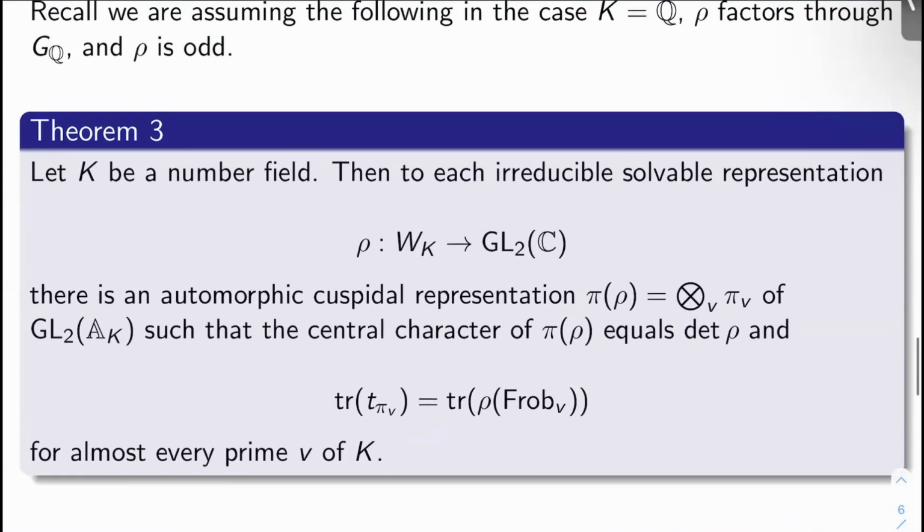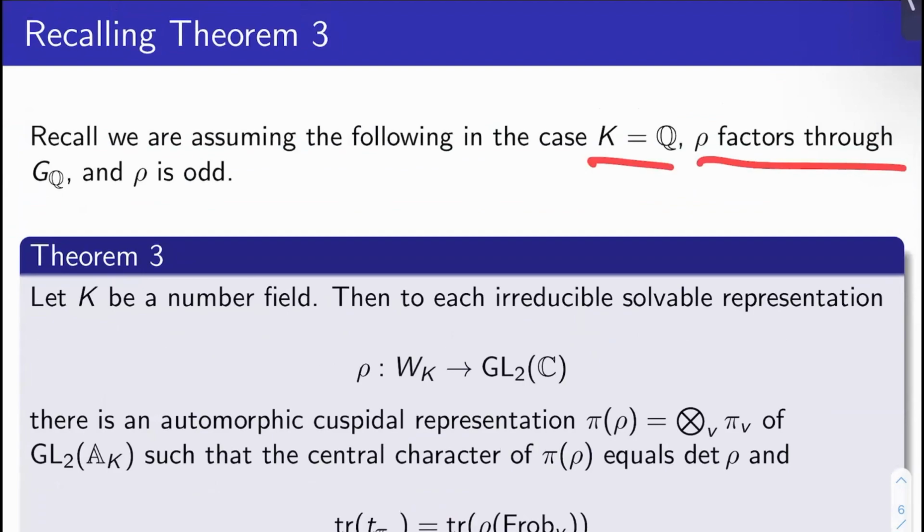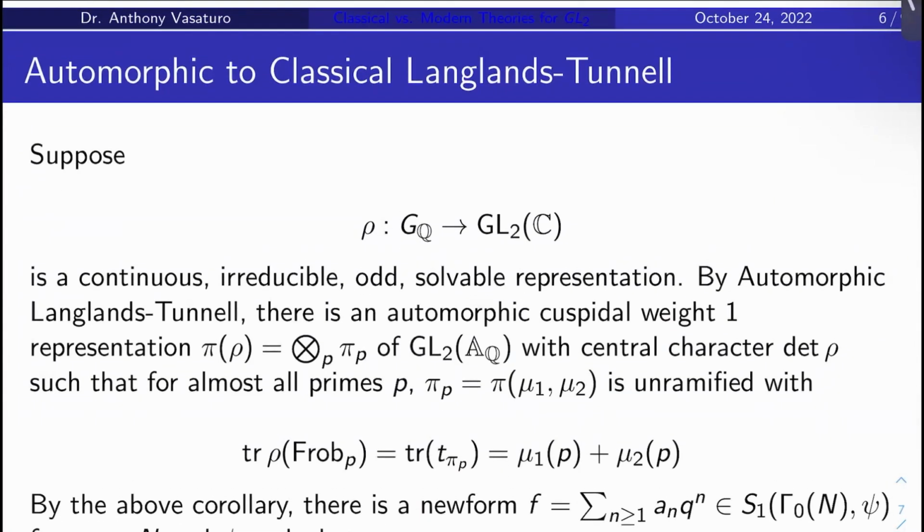Now, if we continue to assume this theorem, just in the case k is Q, rho factors through G sub Q, and rho is odd, we are now in a position to prove that automorphic Langlands tunnel implies classical Langlands tunnel, which is one of the loopholes that we have not yet closed for the chapter. So let me show you how to do that.